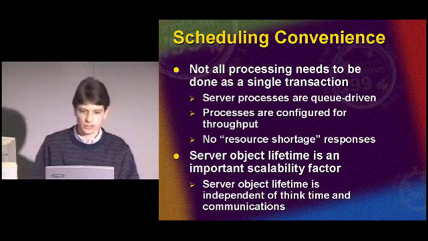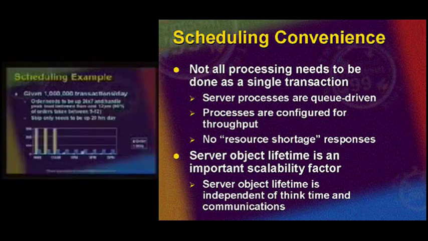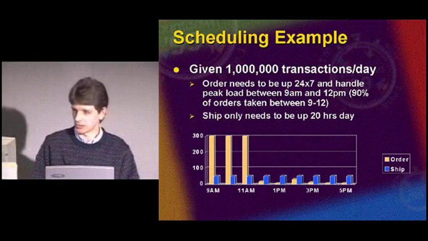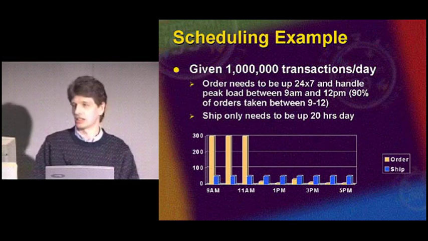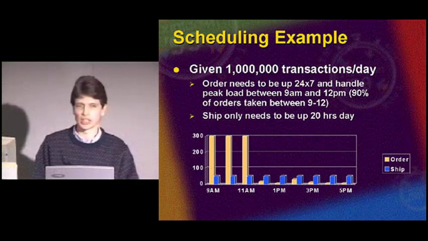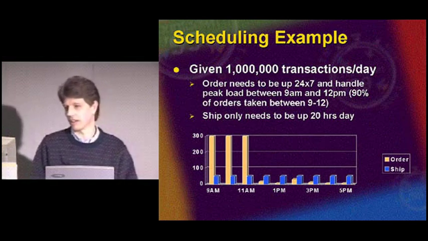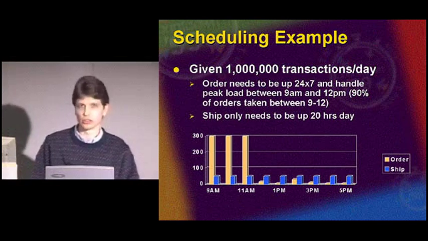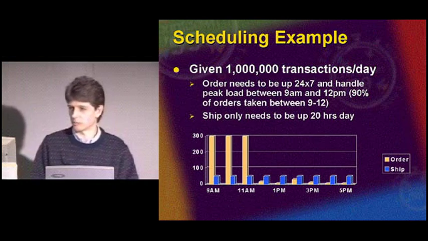So let's look at a specific example. Assume we have a system which requires to process 1 million transactions per day. Orders need to be taken on a 24/7 basis, and peak loads appear between 9 AM and 12 PM. So 90% of the orders are taken between 9 and 12, a 3-hour period. So that means, on average, we're going to need to process about 300,000 transactions per hour during that period.